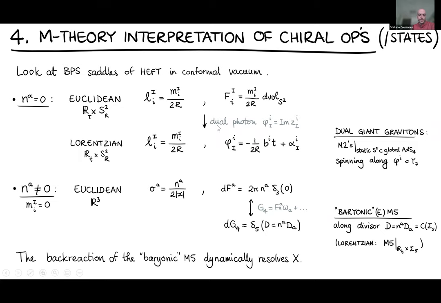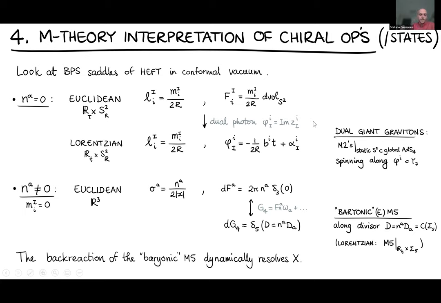And we can also Wick rotate to Lorentzian. When you do that, you see quite easily that the solution is now time dependent, and the angular coordinate of the M2 branes in this internal manifold is increasing linearly in time. So essentially what we're describing here is M2 branes which wrap a two sphere inside the static two sphere inside global AdS, and they spin along this internal angular direction in the Sasaki-Einstein space. And this is what back in the day people called dual giant gravitons.